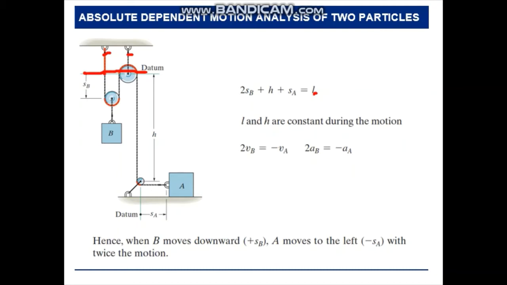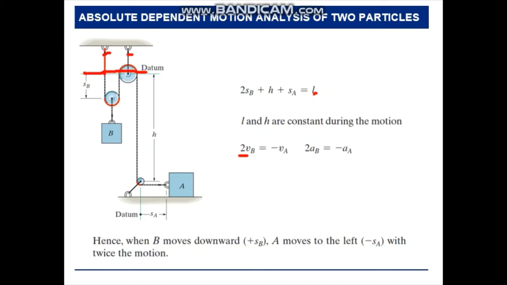As you see, this pulley is constant over here, and this pulley is constant here, so this h is going to be constant as well. So we can take it out if we take the derivative. If I want to take the derivative and find the velocity, 2vB is equal to minus vA, or 2aB is equal to minus aA. We can find it very easily.